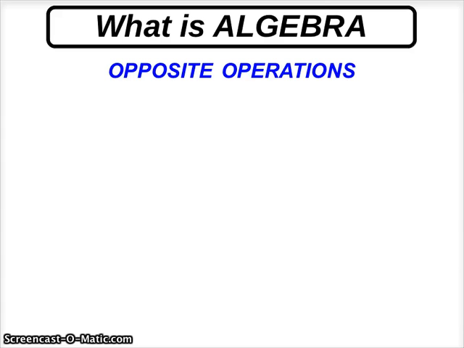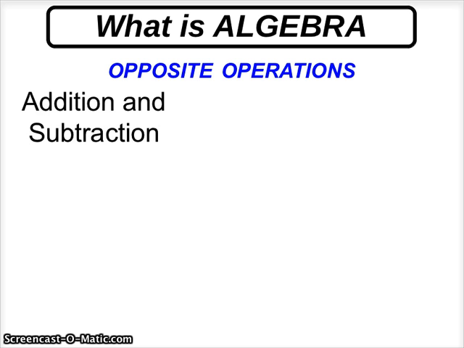Opposite operations as it refers to algebra. Every operation, adding, subtracting, multiplication, division, roots, and square roots, has an opposite. Addition and subtraction are opposite. If I add something to a number and then I subtract the very same value, I end up where I started from. That is what is known as opposites.